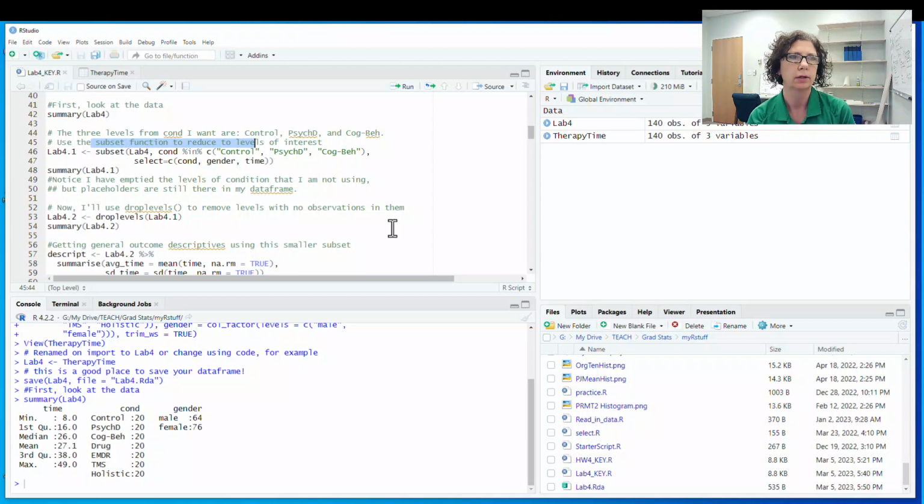So first, I'm going to get the subset where in the dataset Lab4, the variable condition, I wanted to select within that variable those that say control, psychodynamic, or cog behavioral. And then, comma, I'm going to select those 3 variables. So I've got the arguments for what should be subsetted there. And I'm giving it a new name in the environment, Lab 4.1.